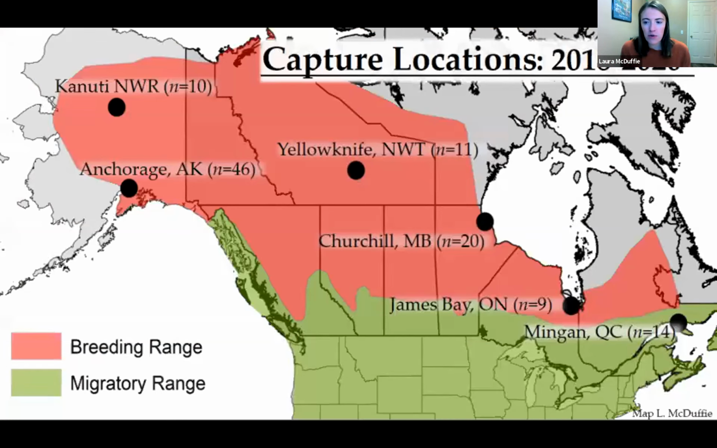And so tags were deployed at 6 different sites across their breeding and post-breeding range. This value, the sample size N here, indicates the total number of tags that were deployed in 2018, 2019, and 2020 combined. Our largest sample size is here in Anchorage, Alaska, followed by Churchill, Manitoba, Mingan, Quebec, Yellowknife, Northwest Territories, Canadian National Wildlife Refuge, and James Bay, Ontario.